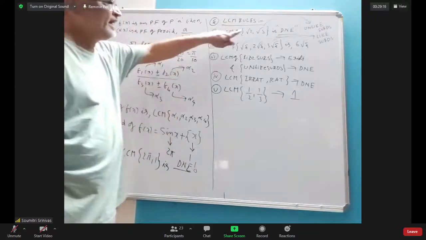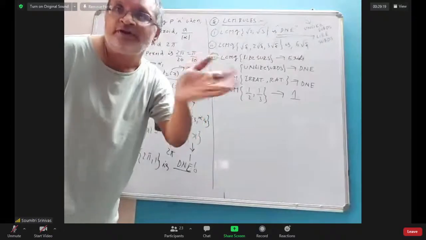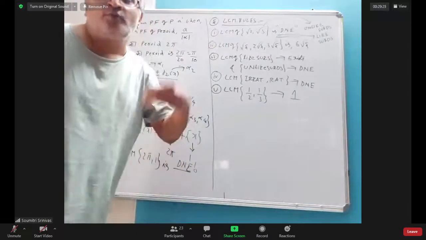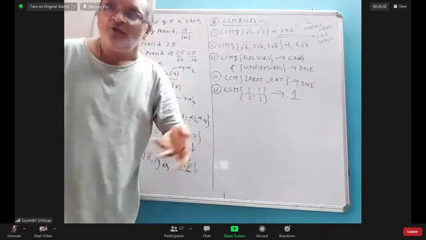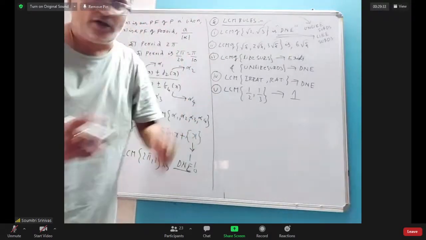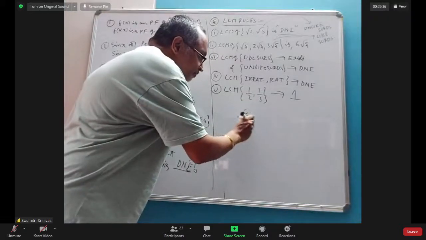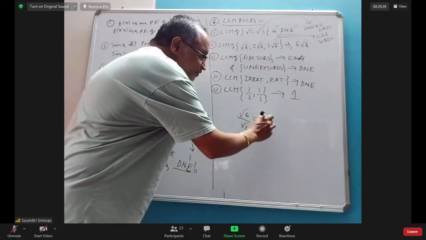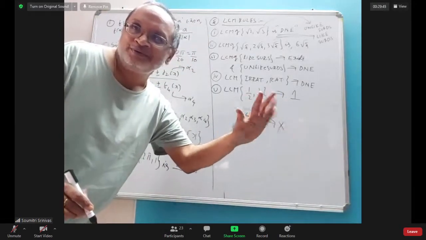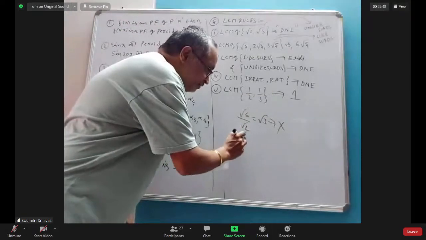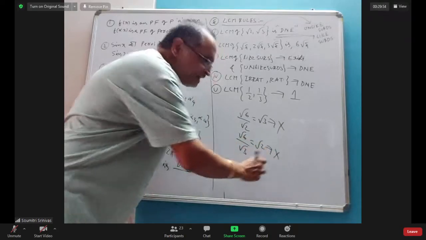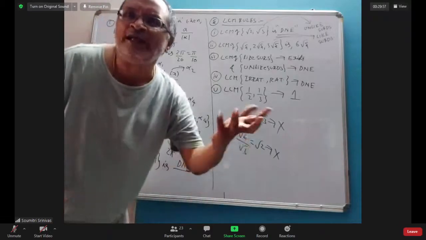First one, when I asked root 2, root 3 ka LCM, majority of the class was under the impression root 6. It cannot be, because root 6 by root 2 gives you root 3. Is this an integer? No. Root 6 by root 3 is root 2. Is this an integer? No.